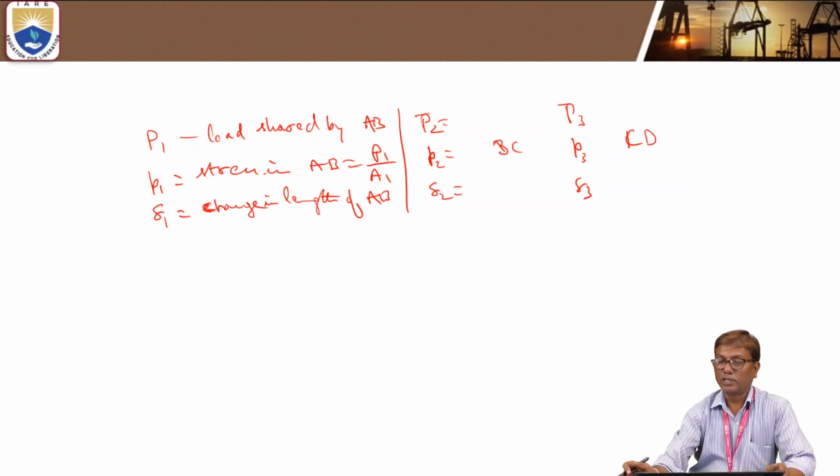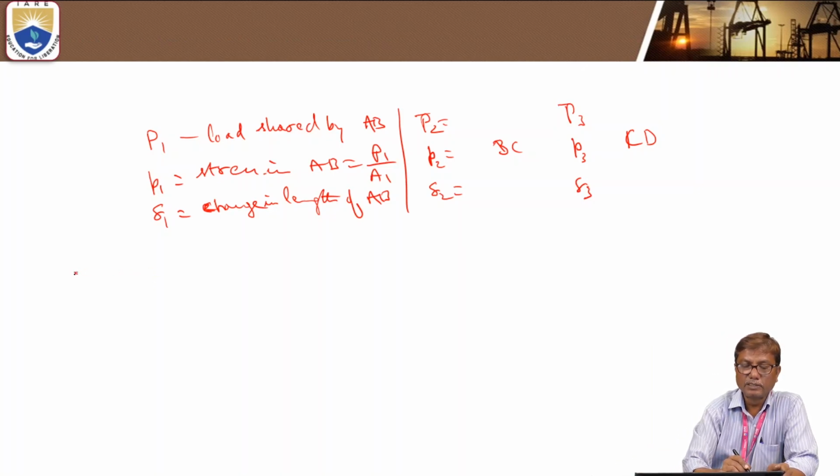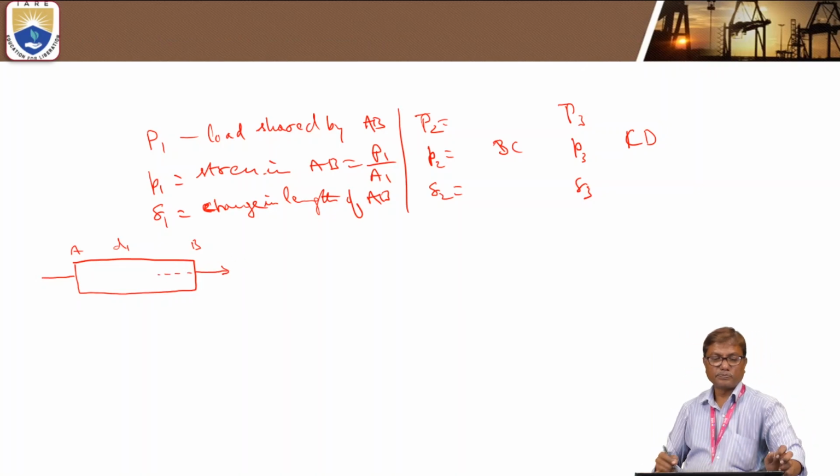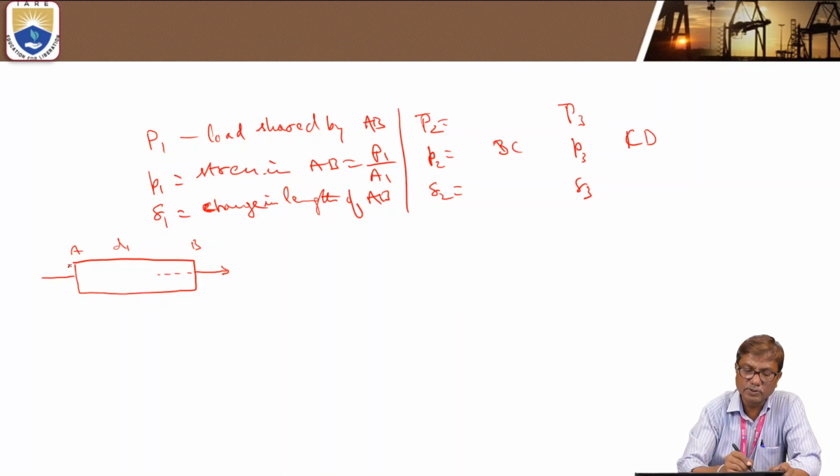Now, considering the free body diagrams, if you consider the first portion AB, which is of diameter D1, let this be subjected to a tensile force of P1, and actually we have a load of 50 kilonewtons applied at B.